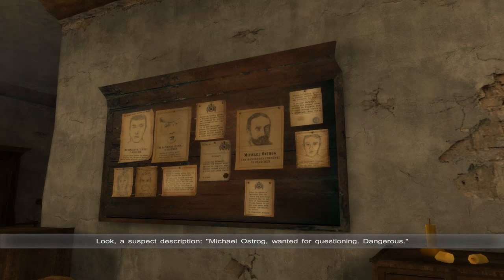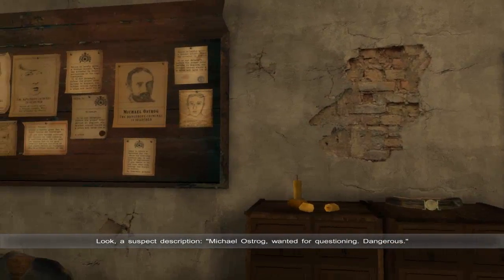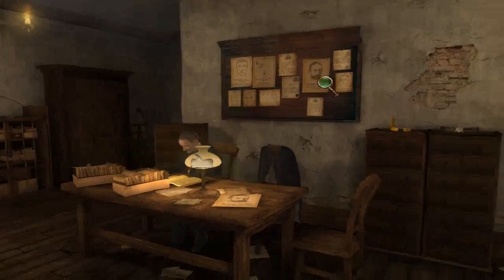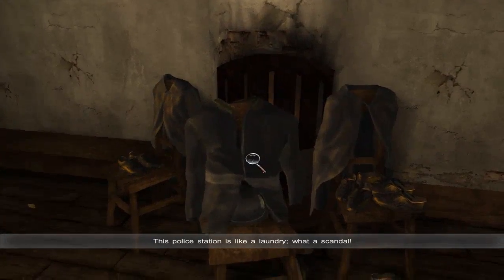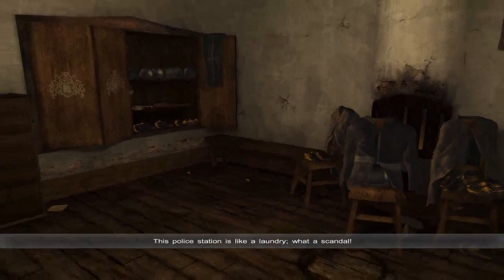Look, a suspect description. Michael Ostrog, wanted for questioning. Dangerous. This police station is like a laundry. What a scandal.